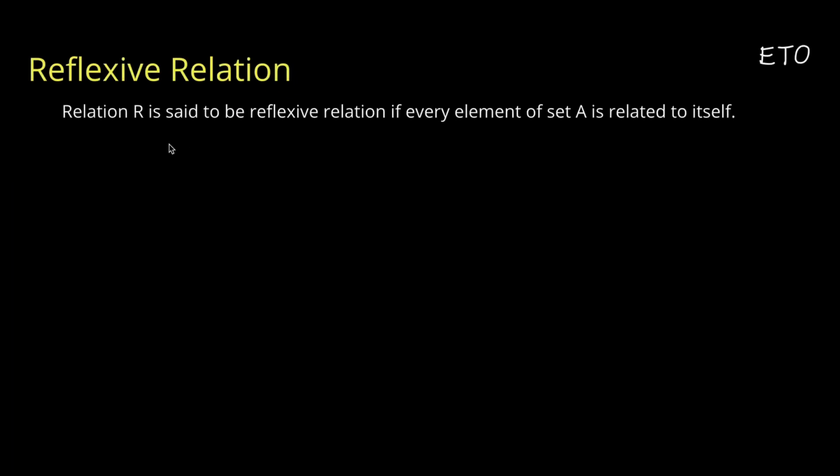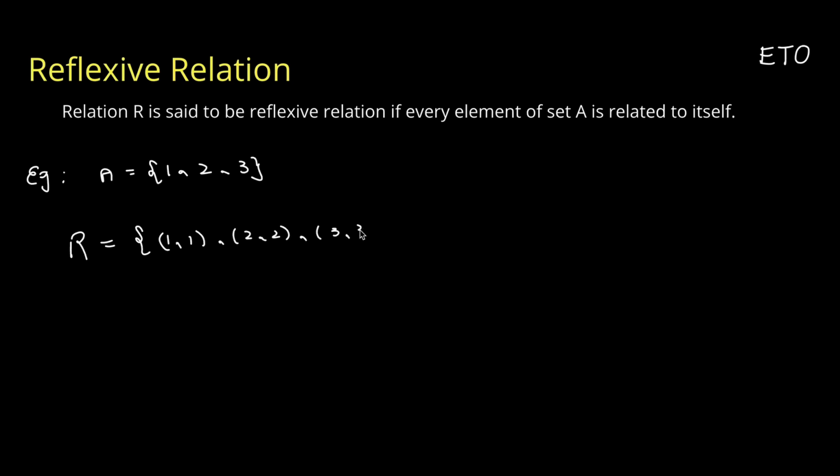Reflexive relation. Relation R is said to be reflexive relation if every element of set A is related to itself. For example, consider set A which contain element 1, 2, 3, and reflexive relation must always contain ordered pairs (1,1), (2,2), (3,3) with or without other ordered pairs. This kind of relation is called as reflexive relation.